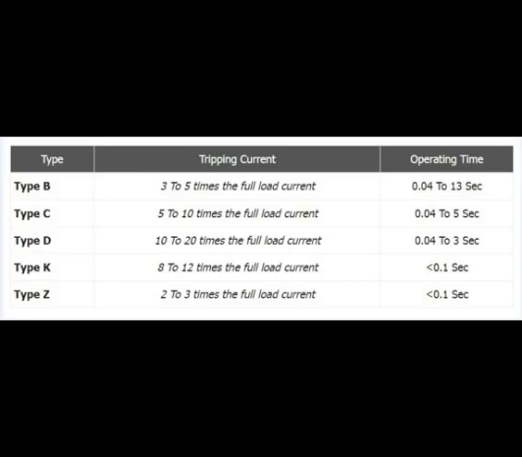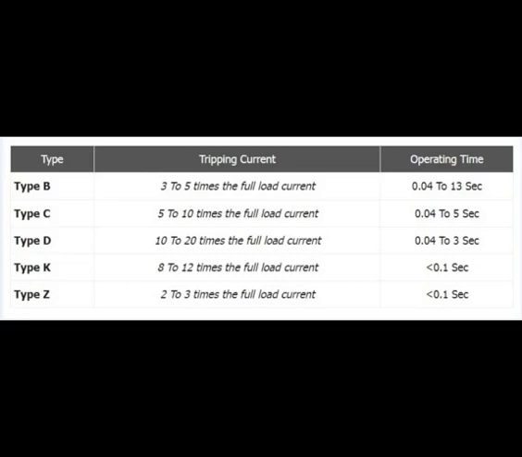For the B type MCB, the tripping time is 0.4 to 13 seconds, and it can carry 3 to 4 times the full load current of its specifications. Means you can have an idea that if your MCB is of 16 ampere, it has a full load current capacity of approximately 3 times, means 16 into 3, it is 48 ampere for 0.4 to 13 seconds. If more than that current lies in the circuit, that MCB will be tripped. Same like C type, D type, K type and Z type MCB.